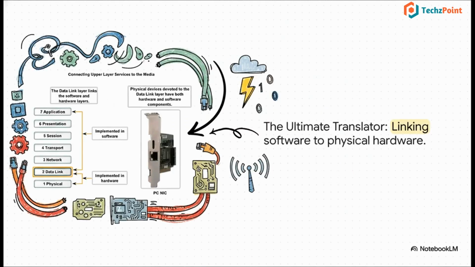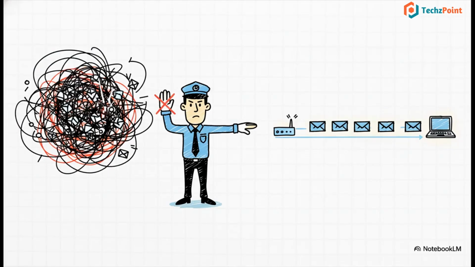So let's bring it all home. The data link layer really is the ultimate translator. It's that critical, essential link that connects the abstract world of your applications and your software with the real physical world of cables, radio waves, and all that hardware. Honestly, without it, the internet would just be that chaotic mess of collisions. It's the invisible traffic cop, working tirelessly to make sure billions of digital conversations happen smoothly, packaging every piece of data and managing the flow, one polite, local hop at a time.